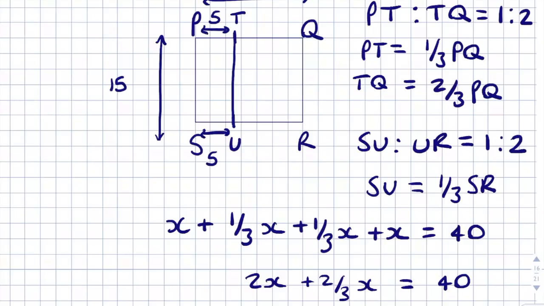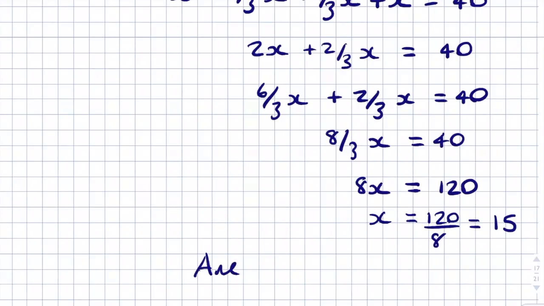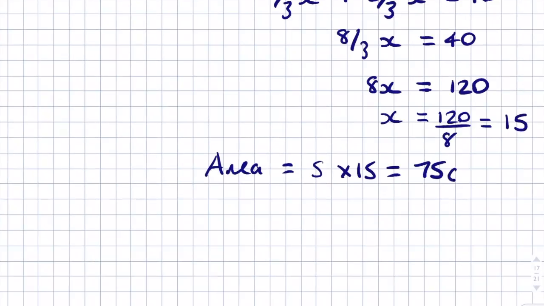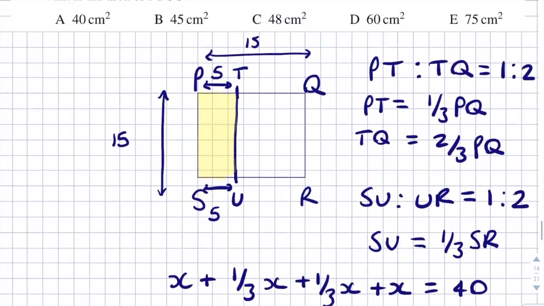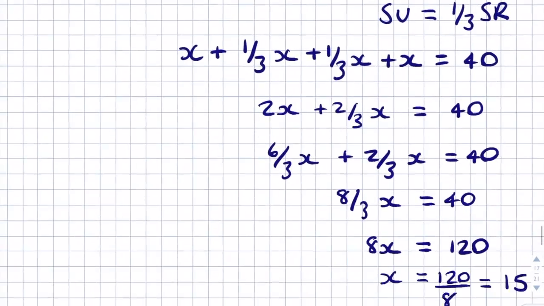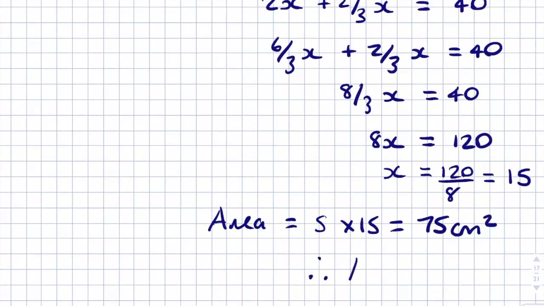And now all I'm doing is the area of this rectangle here. So it's just 5 times 15. The area equals 5 times 15, which is equal to 75. Of course, that's going to have a unit of centimetres squared. We've got an answer of 75 centimetres squared, which is answer E. So therefore, that is our final answer.